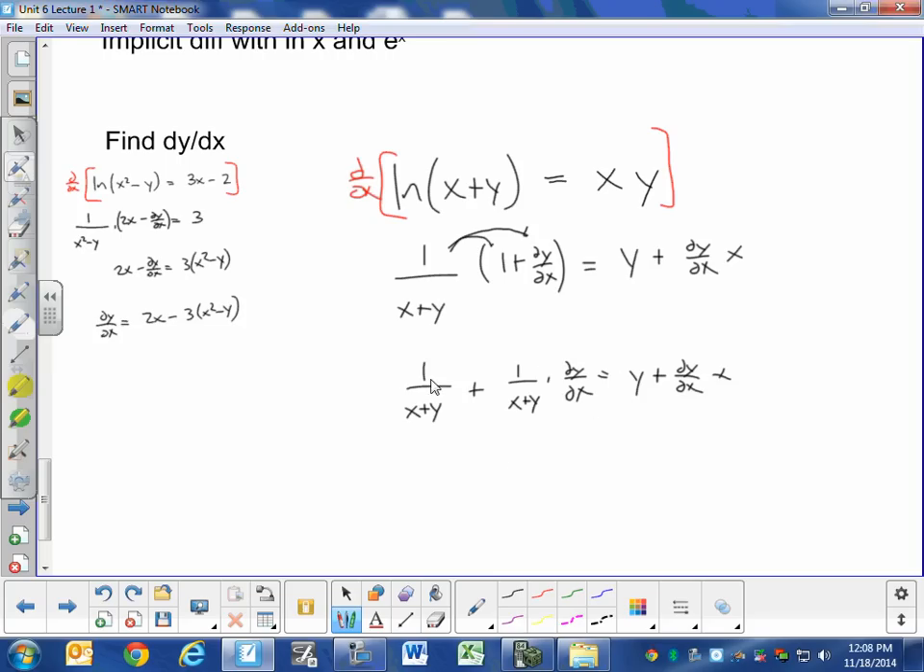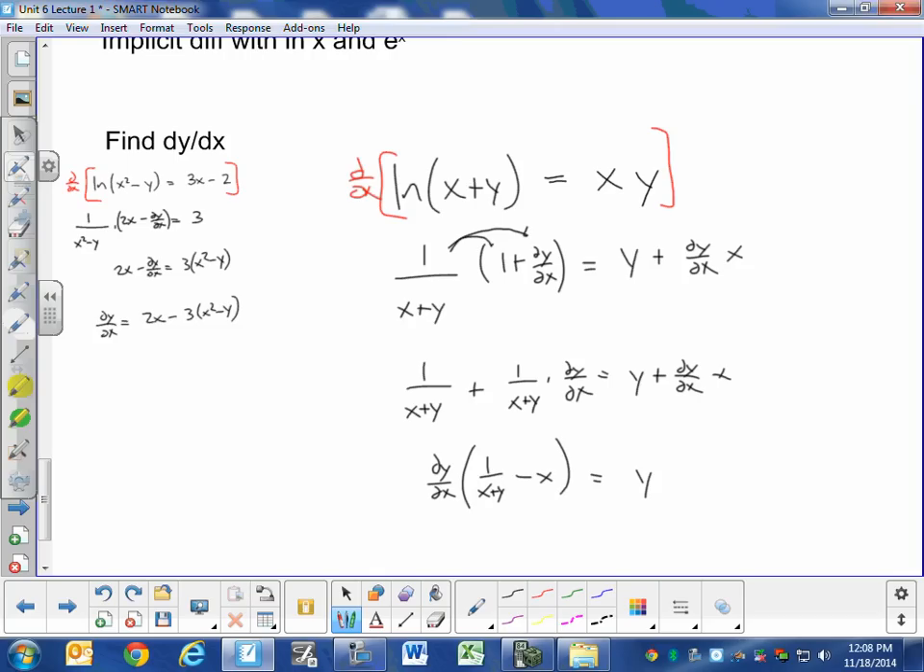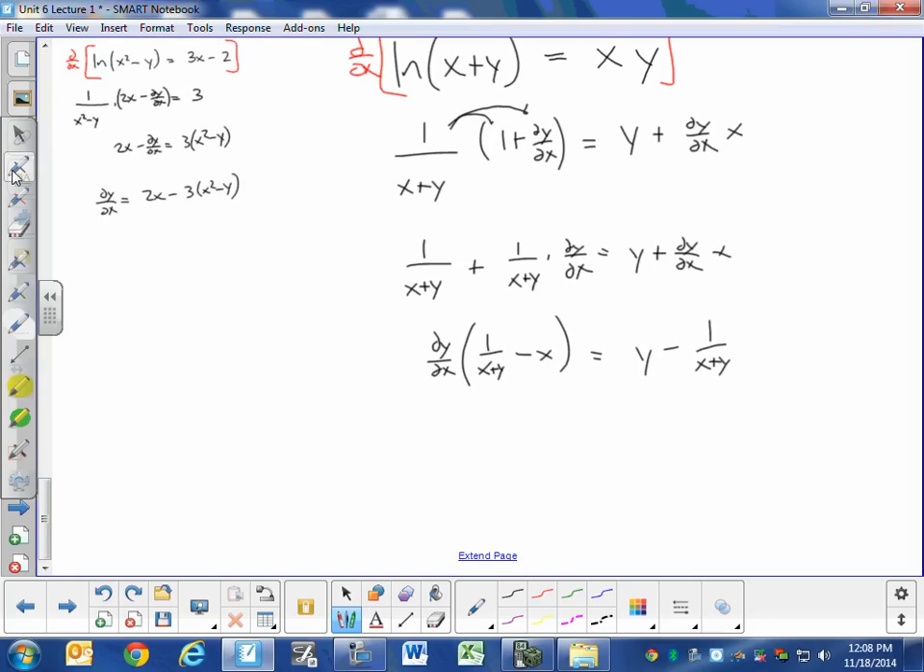I'll subtract that. I'll factor out a dy/dx on the right side. So I have 1 over x plus y minus x, that's going to be a minus x, equals y minus 1 over x plus y. I then can divide to get dy/dx.